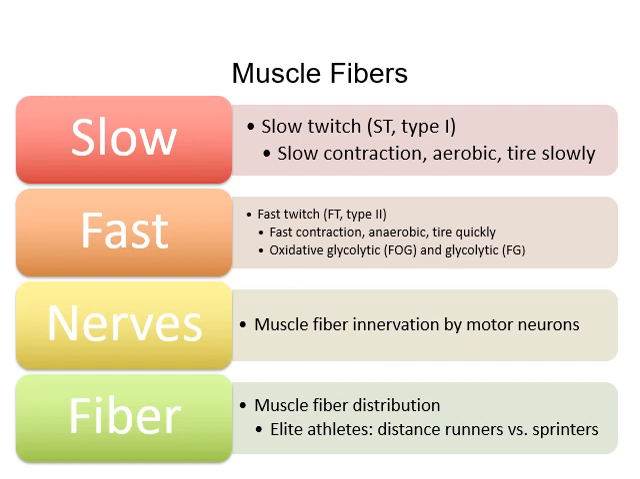Muscle fibers can differ. There are slow twitch muscle fibers, also known as type 1 muscle fibers, that have a very high aerobic capacity and are slow to tire. Fast twitch muscle fibers, or type 2 muscle fibers, have a low aerobic capacity but a very high anaerobic capacity. FOG stands for fast oxidative glycolytic, and FG stands for fast glycolytic. The fast oxidative glycolytic fibers can behave aerobically or anaerobically, depending on energy needs at the moment.